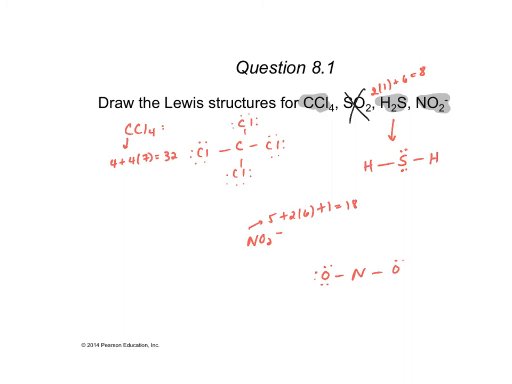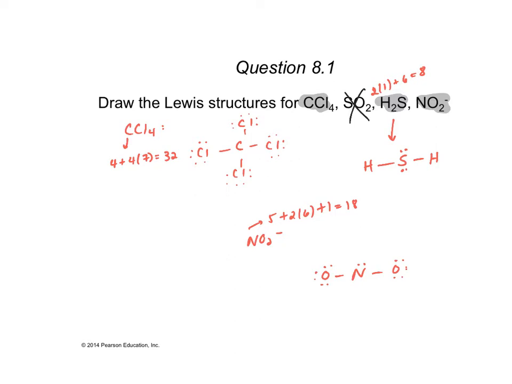Okay, so I go ahead and I make my single bonds, and then I fill in my outer octets. Everything's going great. How many electrons have I gotten rid of at this point? 16. So then I have 2 more electrons left over. Where do I put them? I put them as a lone pair on the central atom, right?